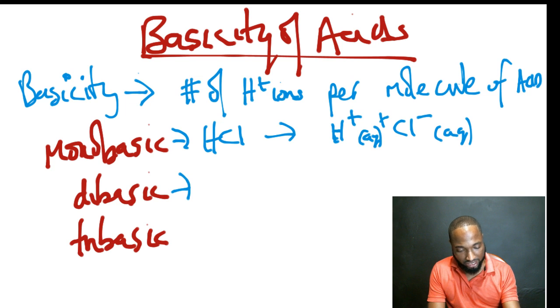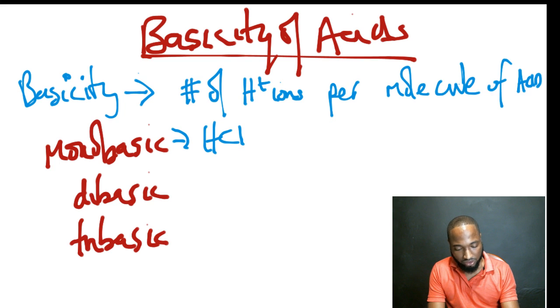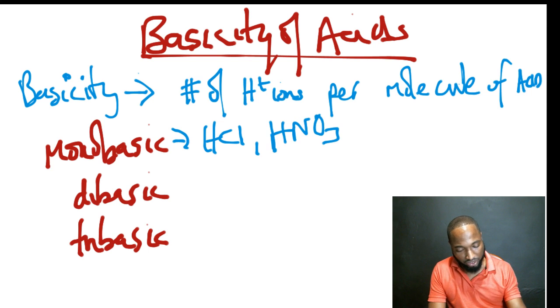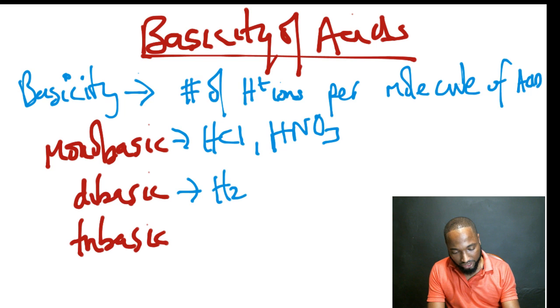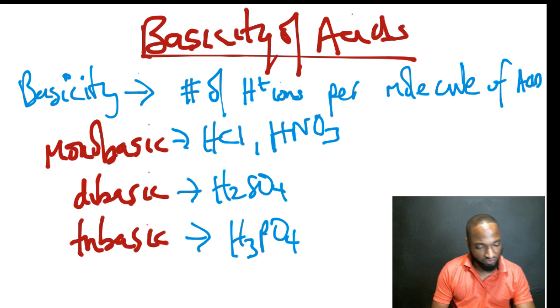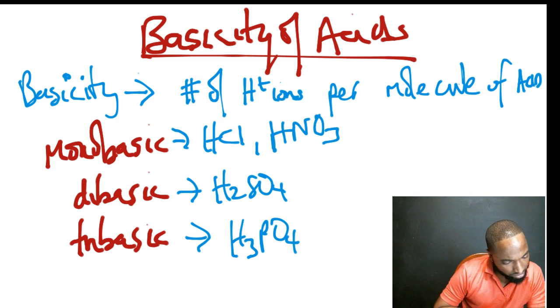So HCl, nitric acid, HNO3. You can do a next here because I think everybody knows this. Dibasic, H2SO4, and this one H3PO4. Phosphoric acid.